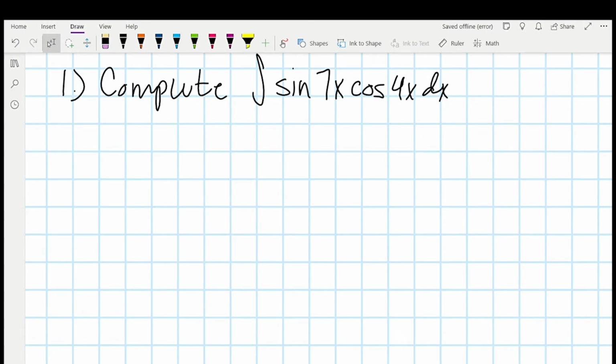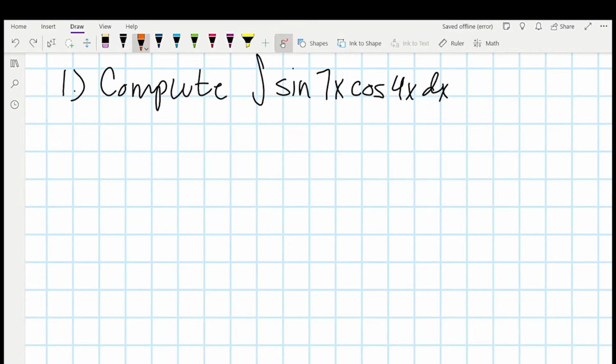Okay, so this is the Calc 2 Exam 1 revision questions. Our first integral is the indefinite integral of sine 7x cosine 4x dx. We can't go ahead and integrate this directly, so we have to use one of our special formulas or methods because these are being multiplied.